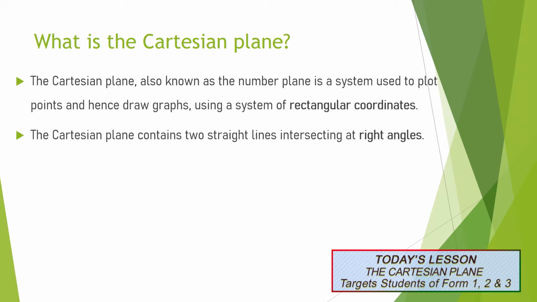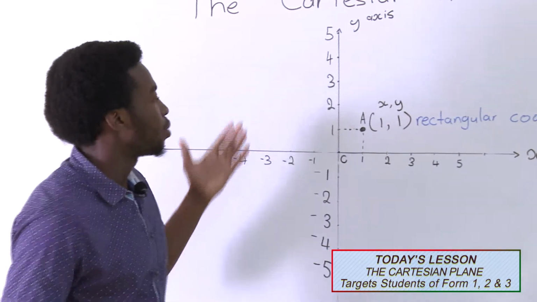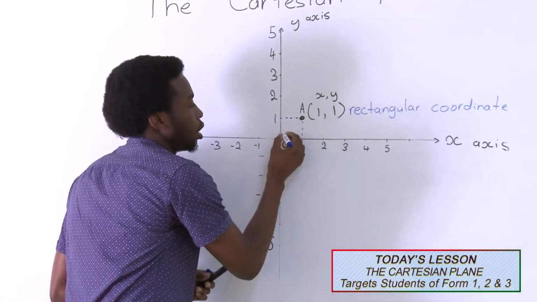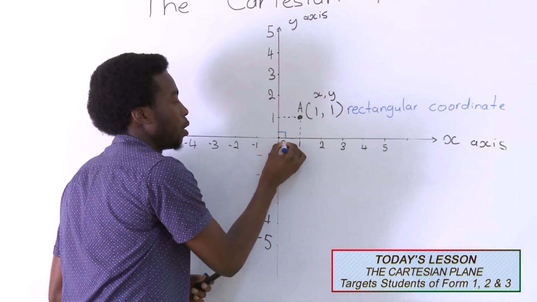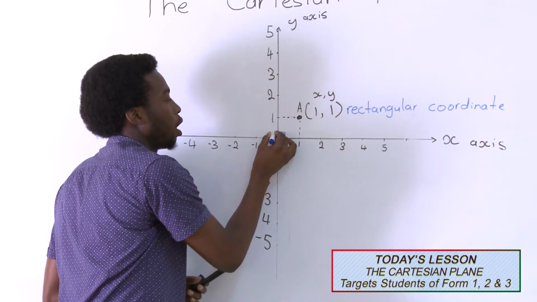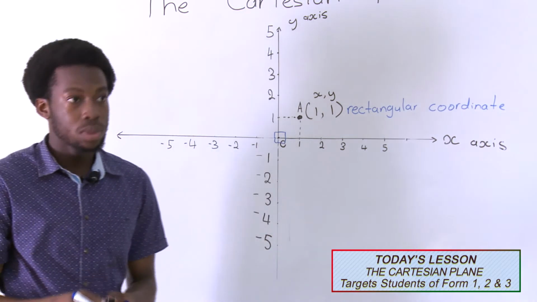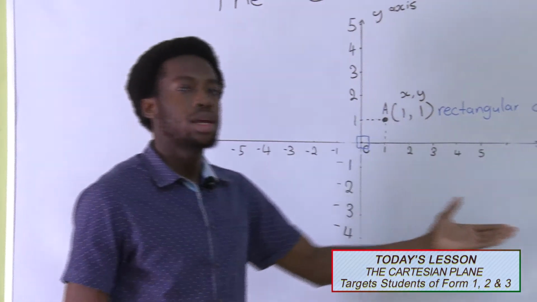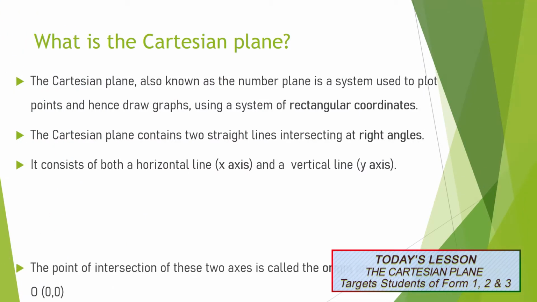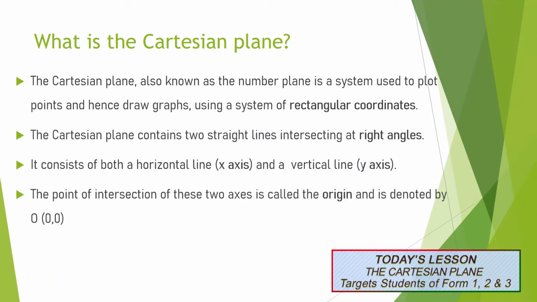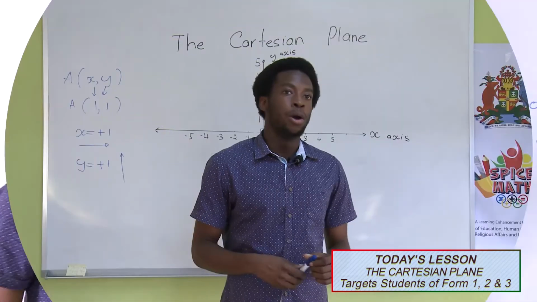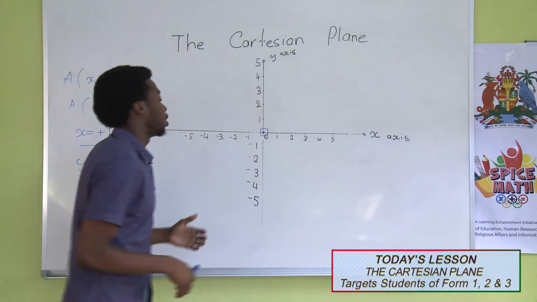The Cartesian plane contains two straight lines intersecting at right angles. Here, we can see that we have a vertical line and a horizontal line. And at this point, a right angle is formed here, here, here, and finally here. Our vertical line is called the y-axis, and a horizontal line, the x-axis. The point of intersection of these two axes is called the origin, and is denoted by 0, which is the starting point.